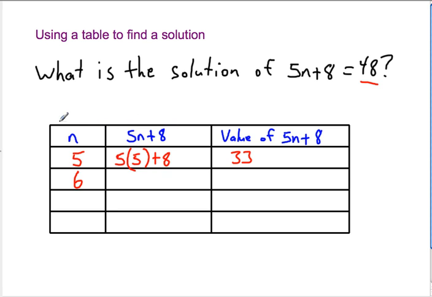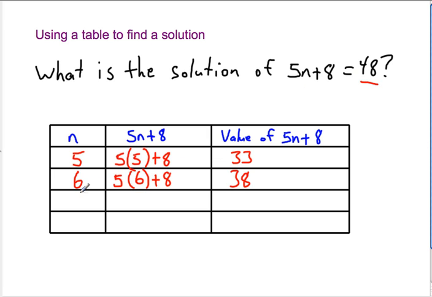So now we checked 5 and we determined that it was too small. And so now we're going to choose n to be larger. So if we choose it to be 6, plug 6 in here. Then we get 5 times 6 is 30 plus 8, so we have 38. But remember, we're still trying to get 48, so we need to go bigger.